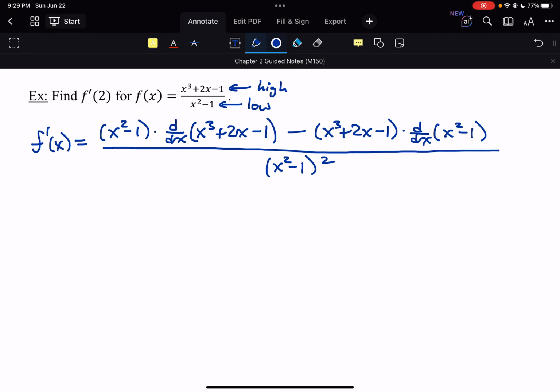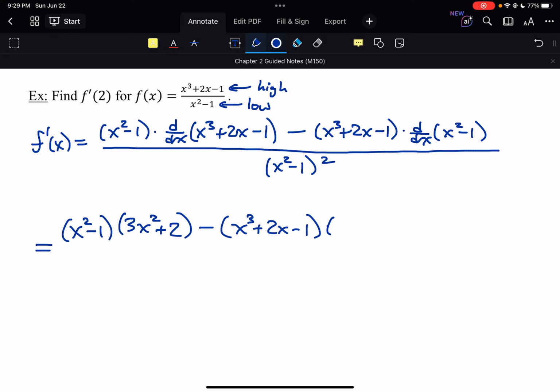So as you can see, these quotient rule problems can take up a lot of space on the page. So just be patient with them. Make sure you leave yourself enough room to work on these. So if we take the derivatives now, we have x squared minus 1 times 3x squared plus 2, minus that function times that derivative, which is just 2x, all over x squared minus 1 quantity squared.